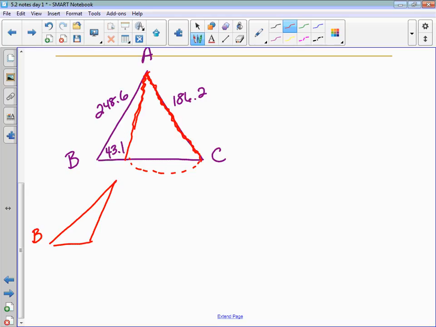B is still there, and it is still 43.1. This is now C. This is still 248.6. Here's your A, 186.2. So those three pieces of information you're given, the angle, side, side, those values cannot change, okay? You can move the one side around, but the numbers themselves are never going to change.